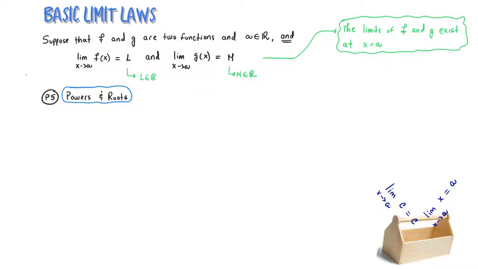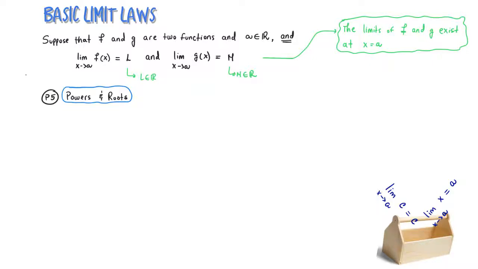Let's continue now with property number 5. This property will now be dealing with powers and roots. That's very important because functions will have square roots, cube roots. They're going to have rational exponents such as 3 over 2, 5 over 7, and we want to be able to nicely find the limits of those functions.